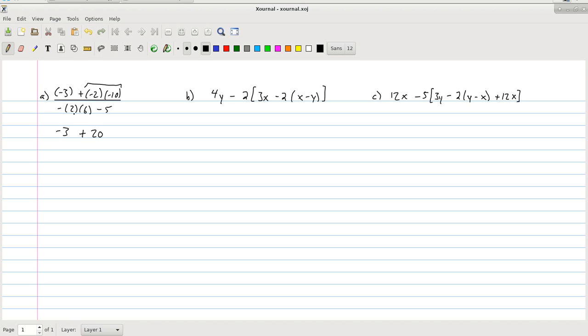In the denominator, we have a multiplication and a subtraction. So order of operations says the multiplication must come first. So 2 times 6 is 12. Minus 5 will stay. And now this minus sign that was out in the front will just sit.